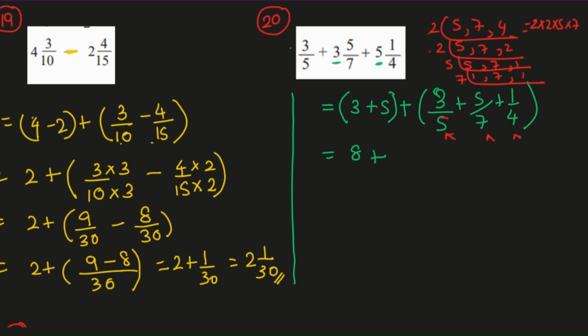So let's find it. 2 into 2, it's 4. 4 into 5, it's 20. 20 into 7, what's the value? LCM will be 140. Great. So let's do it. Better I found it.